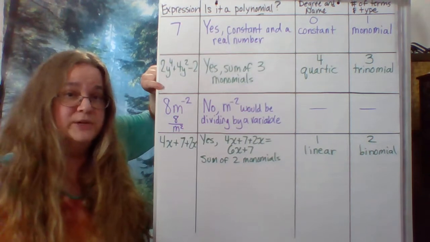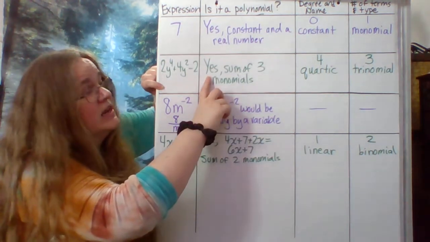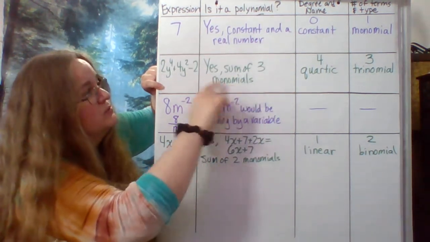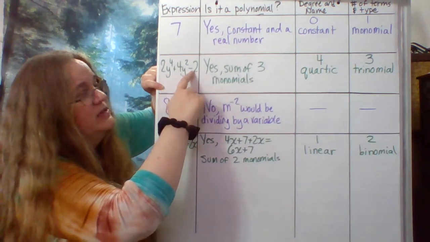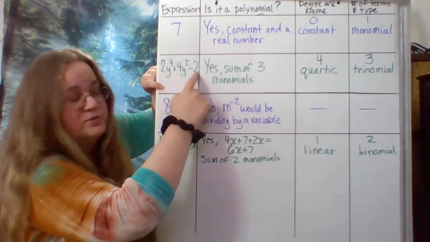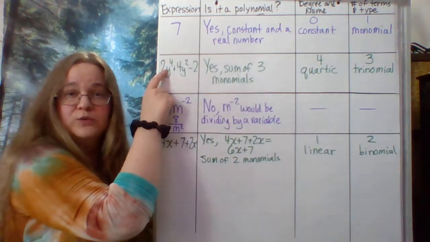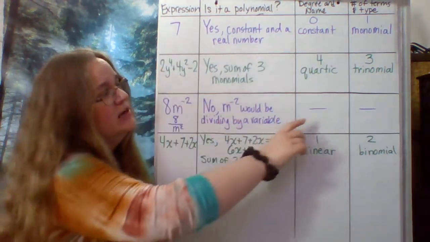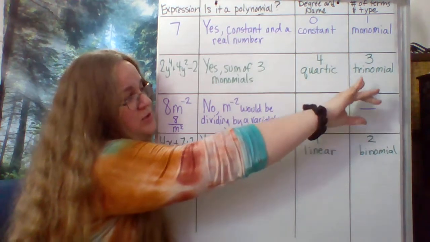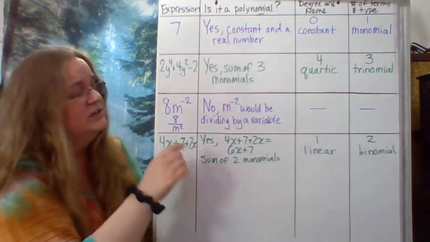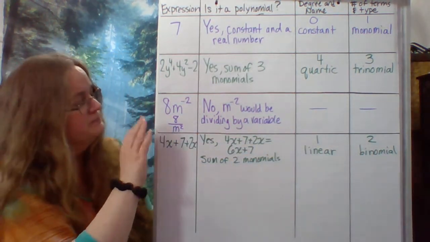If I look at this one, okay, yes, this is a polynomial because it's the sum of 3 monomials. You can see them separated by addition or subtraction signs, so you can see there's 3 terms. It's quartic because it's degree 4. The first term has a degree of 4, and that's the highest, and so that's quartic. And then there's 3 terms, so it's a trinomial.